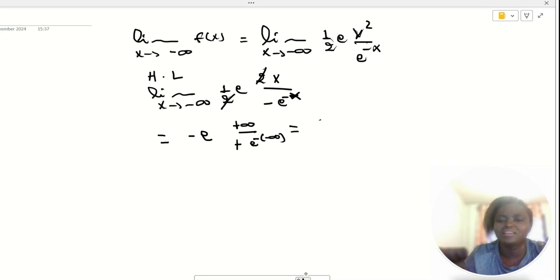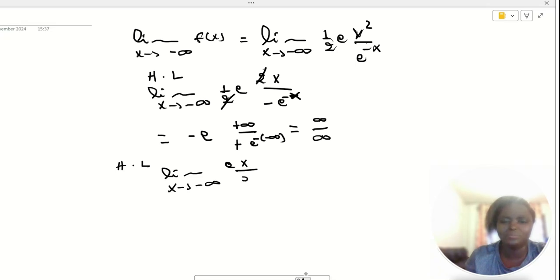Then we get again an indeterminate form, infinity over infinity. And we can again apply the hospital rule. Hospital rule again. If we apply the hospital rule for the second time, we will get the limit when x tends to minus infinity. Then we have to differentiate the function e x, because 2 and 2 have been simplified, over e power minus x. So then we use the hospital rule and we differentiate this and differentiate this derivative.